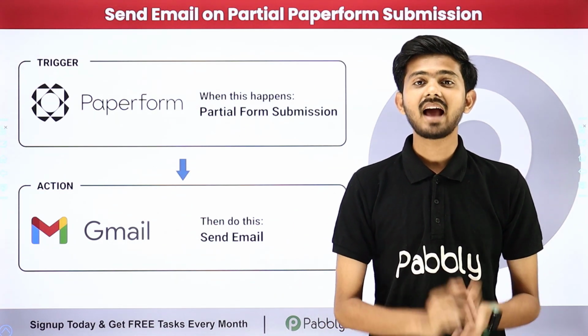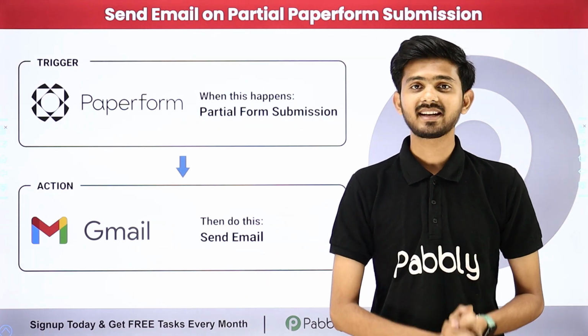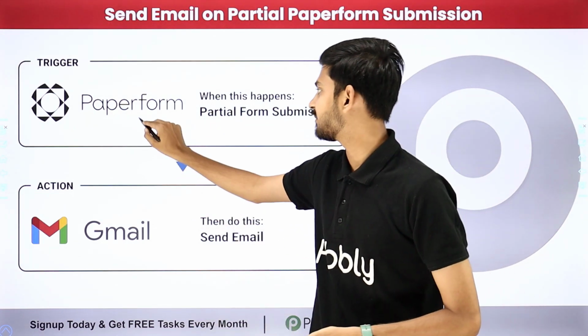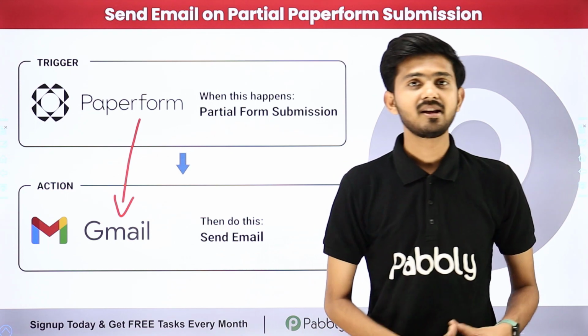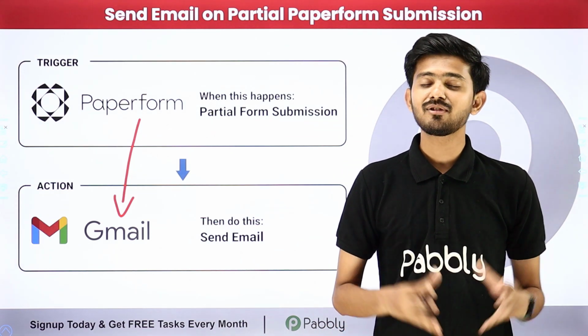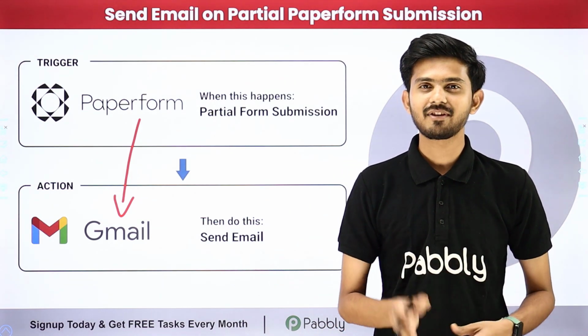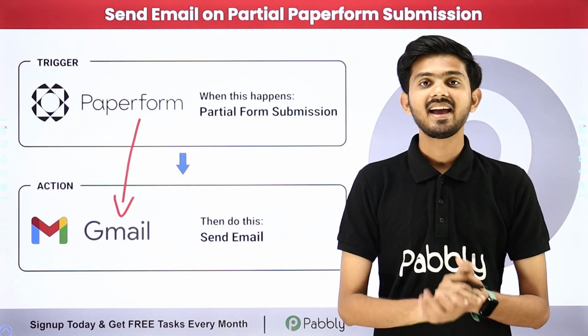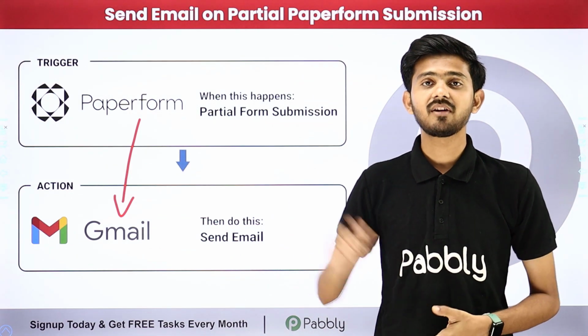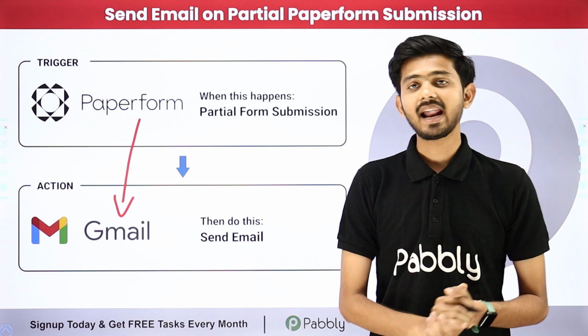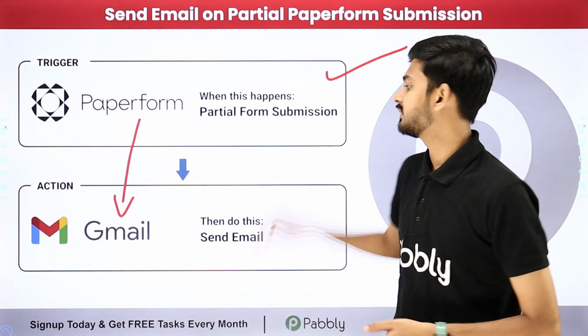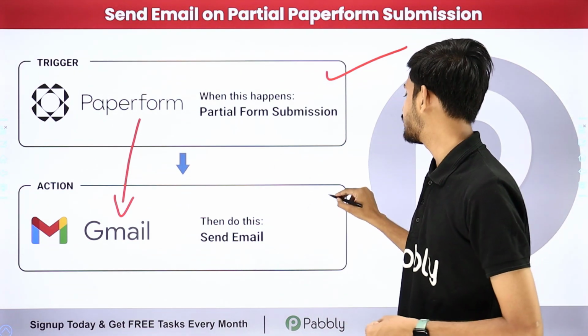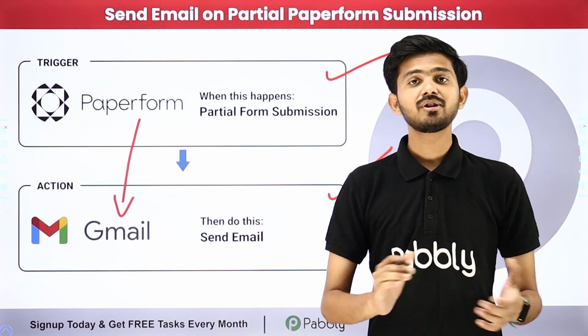For sending the email, I'm going to use Gmail, and for my objective, I have to build a connection between Paperform and Gmail. For building this connection, I'm going to use Pabbly Connect, which is an amazing software for automation and integration. In Pabbly Connect, I need to use the concept of trigger and action. In the trigger application, I'm going to use Paperform. In the action application, I'm going to use Gmail. So how am I going to build this connection?